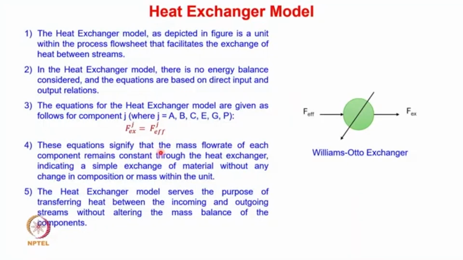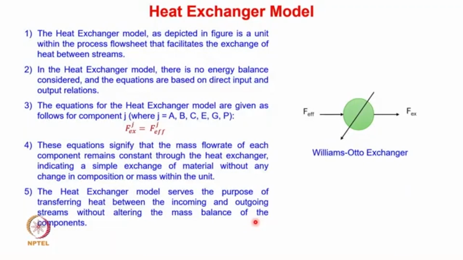So the equation signifies that the mass flow rate of each component remains constant through the heat exchanger, indicating a simple exchange of material without any change in composition or mass within the unit. The heat exchanger model serves the purpose of transferring heat between the incoming and outgoing streams without altering the mass balance of the components. That is what we have said. So there is no change in the mass balance, only the heat is lost by the hot stream, and the same amount of heat is gained by the coolant which is flowing through the heat exchanger.